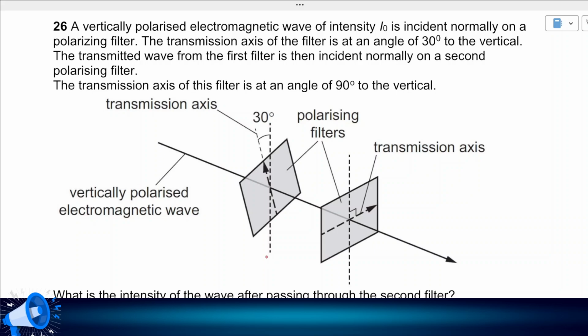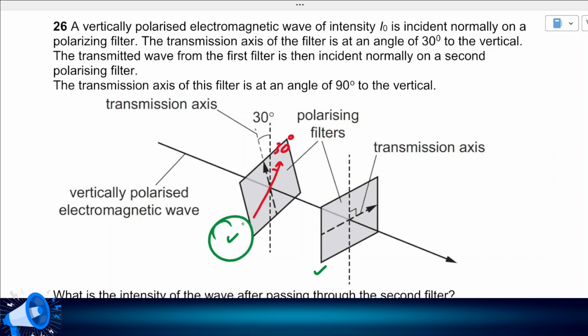I can see we have two polarizing filters. The first one is at an angle of 30. You can always draw an angle on both sides of this vertical line. So the first one, we have the angle 30, and then we have another polarizer which is at an angle of 90 with respect to the vertical axis. And initially we have polarized light. The light is polarized already, so we can use Malus's law here and here also.